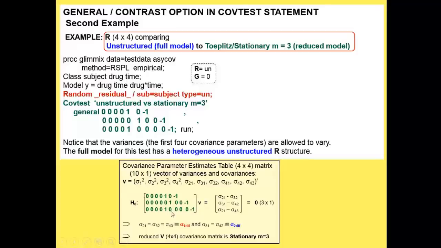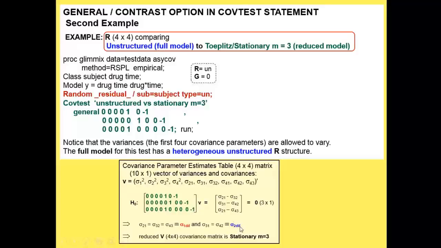So if what comes out when I do this multiplication is all equal to 0, then sigma 2,1 is equal to sigma 3,2. Sigma 2,1 is also equal to sigma 4,3. So these three are equal: sigma 2,1, sigma 3,2, sigma 4,3. Adjacent observations that are right next to one another: 1,2, 2,3, 3,4. Okay? And then sigma 3,1 minus sigma 4,2 is equal to 0. So I'm setting sigma 3,1 equal to sigma 4,2.